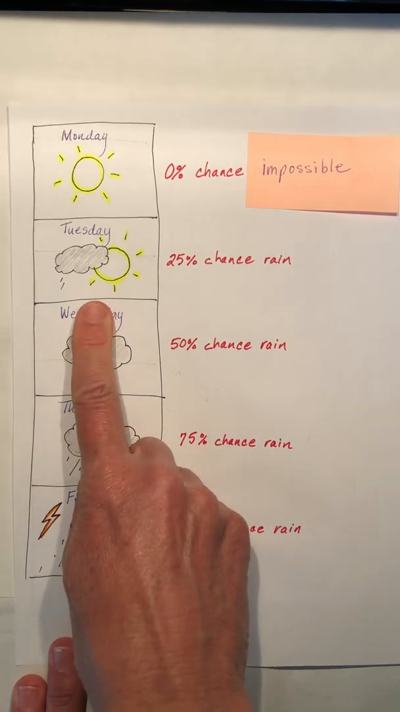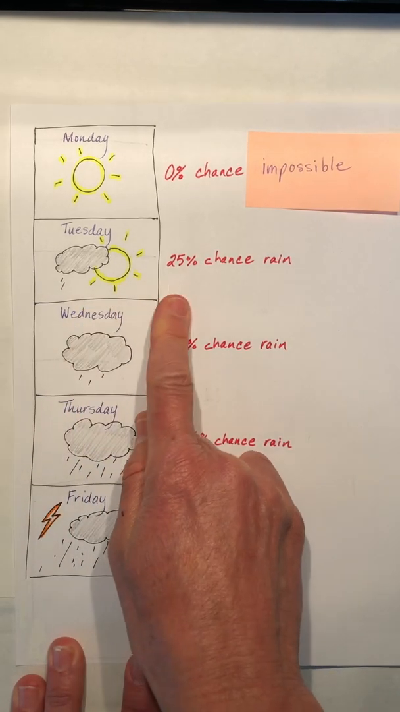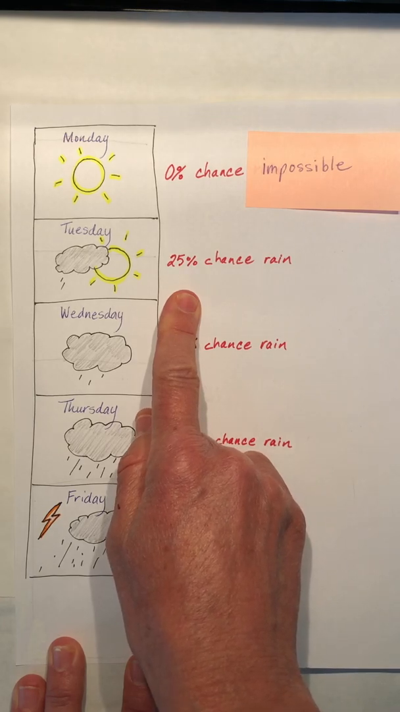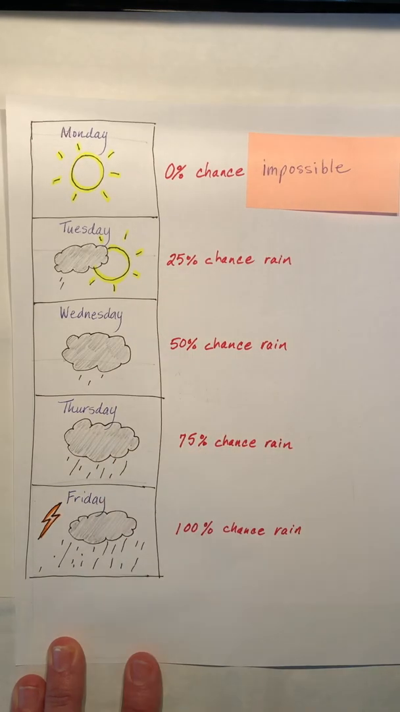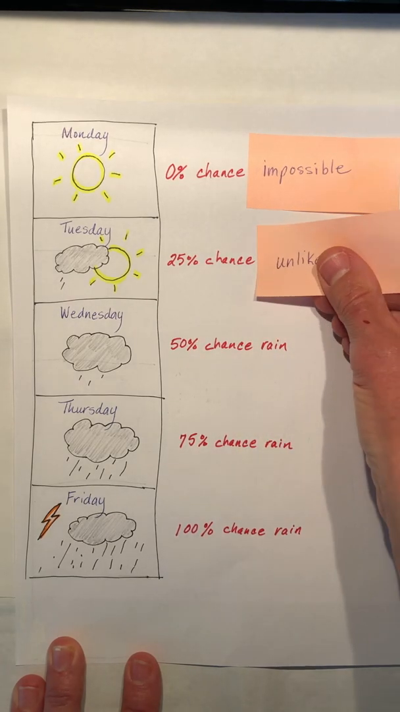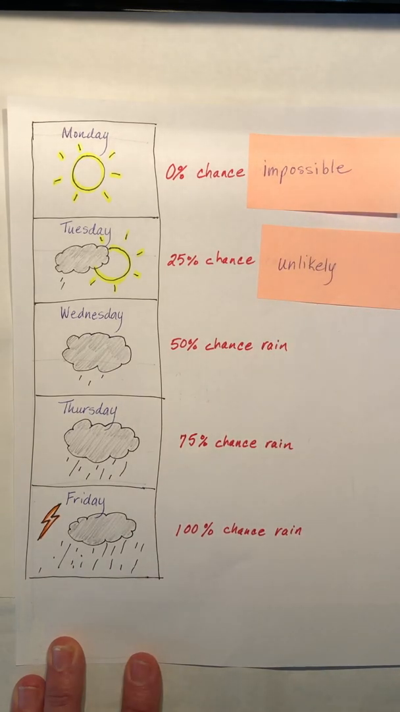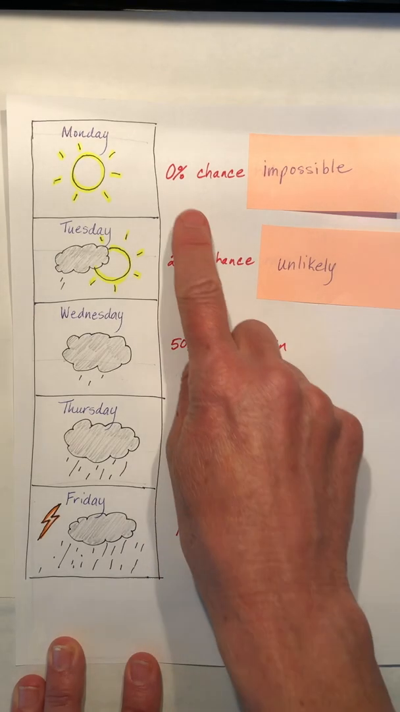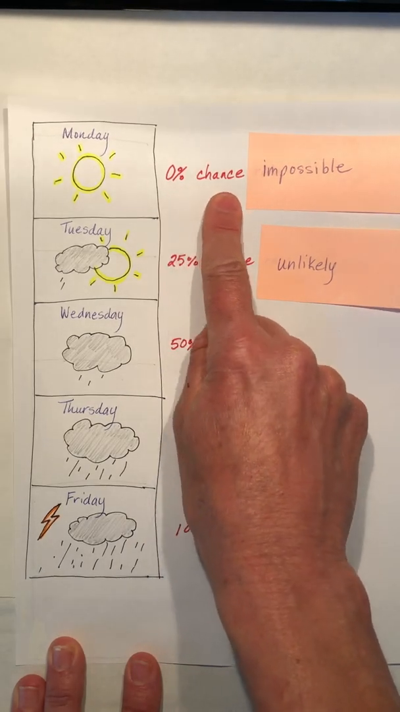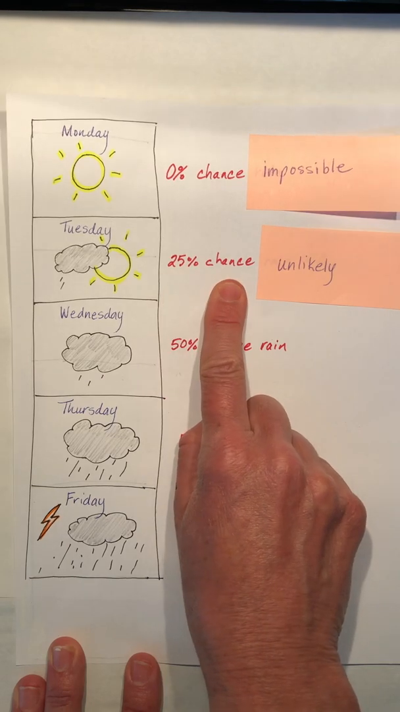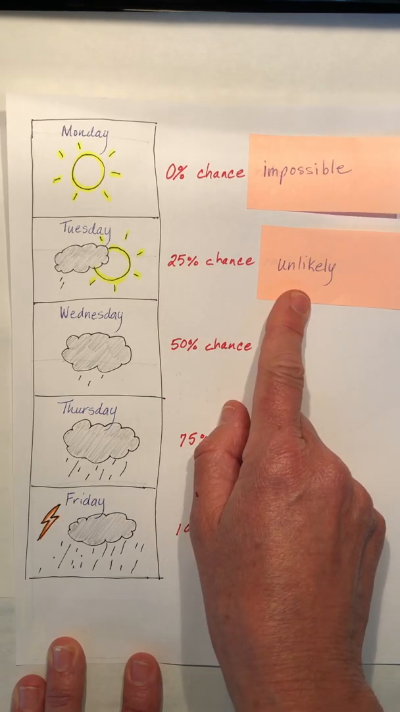Now let's look at Tuesday. If we're saying there's a 25% chance of rain, it's probably not going to rain, right? And when we just have a 25% chance, we say that that is unlikely. So what you've written down so far is that 0% chance means impossible, and 25% chance means unlikely.